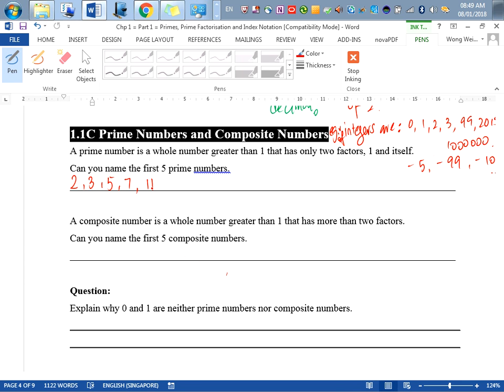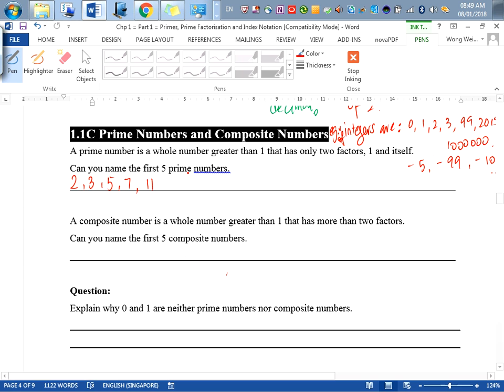How many prime numbers do you think there are in the world? 10? Or more? More. Many, many more. How many? Infinite. There are infinite prime numbers, okay?